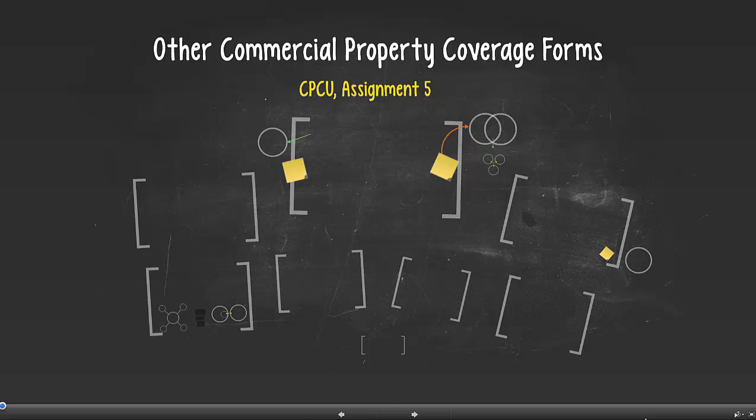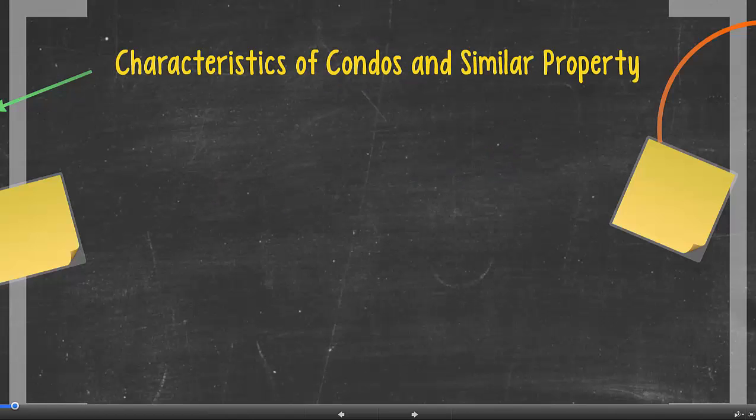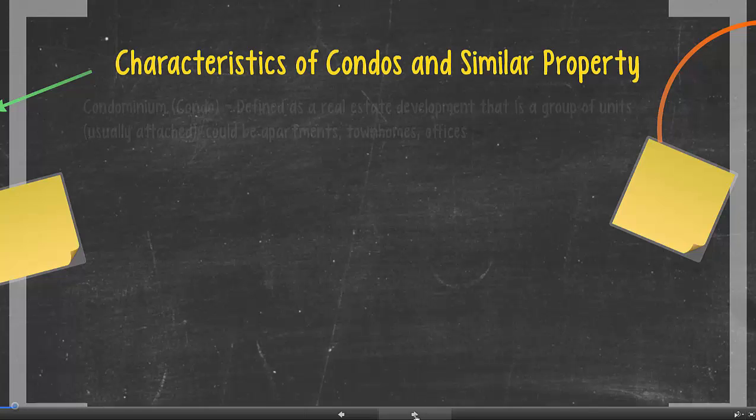This is from CPCU Assignment 5. What we've been talking about up until now has mostly been the building and personal property form out of the commercial package policy, but these are some other forms that were developed by the Insurance Services Office, so they're ISO forms for other more specific and unique exposures and coverage needs. And to begin, we're going to talk about characteristics of condos and similar property.